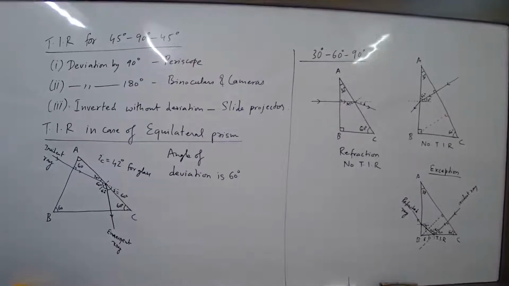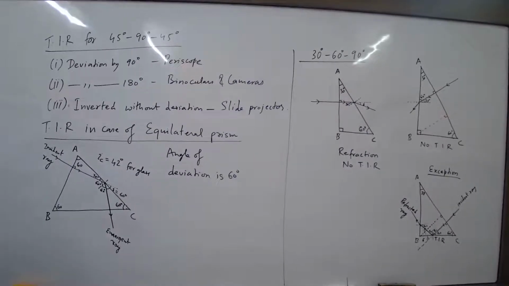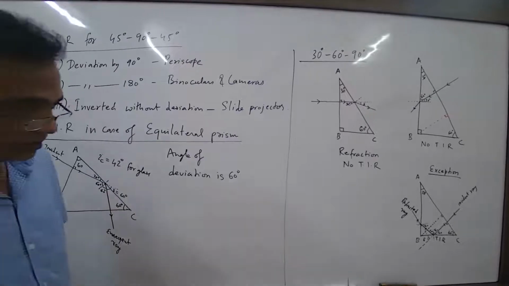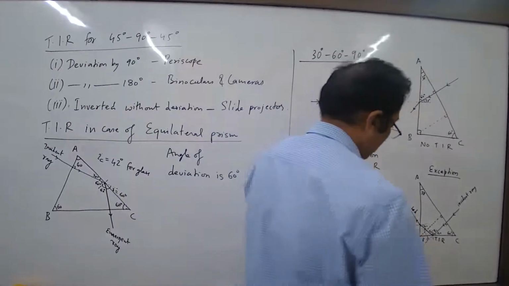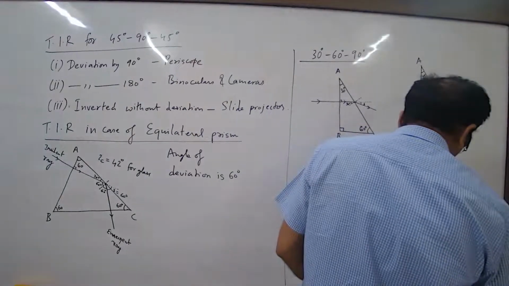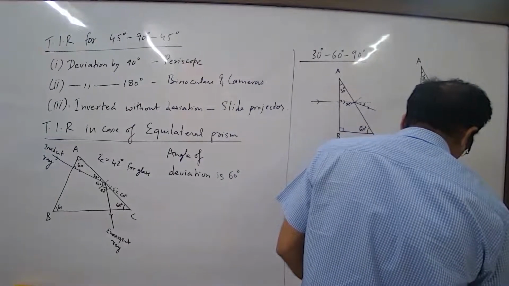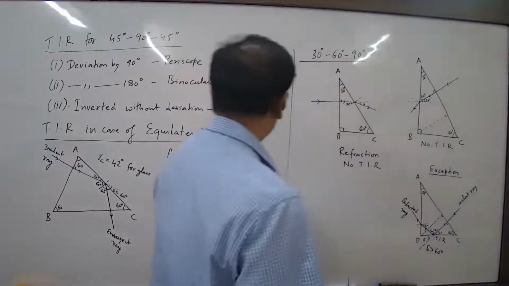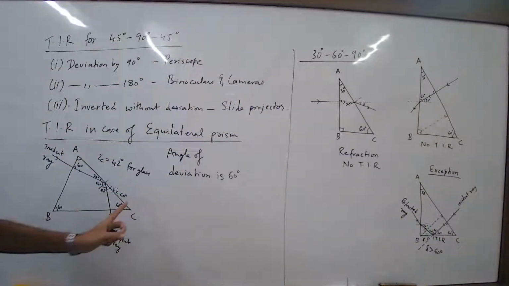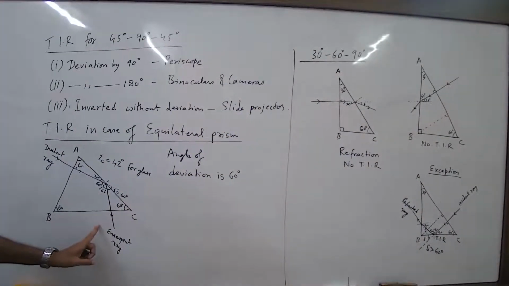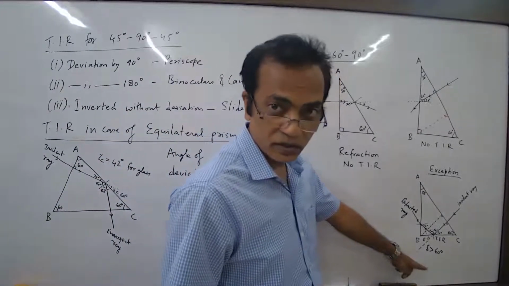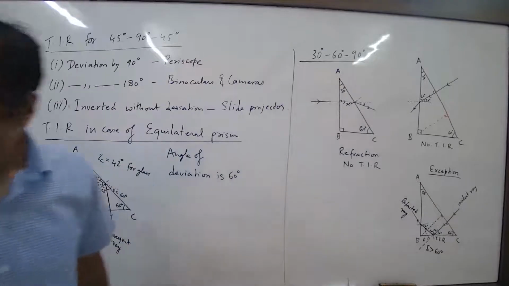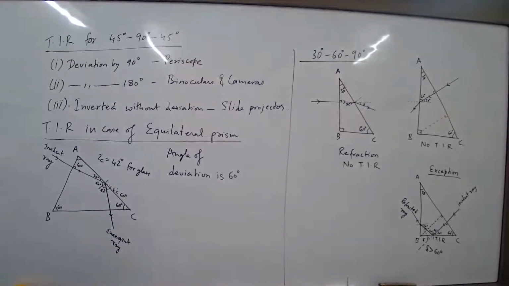So the incident ray gets deviated to an angle greater than 60 degree. This angle of deviation obviously is greater than 60 degree. Okay, just write: deviation greater than 60 degree. So this causes deviation equal to 60 degree. So in this situation, the deviation is more than 60 degree. Just remember that. Geometrically, you can verify it in free time.